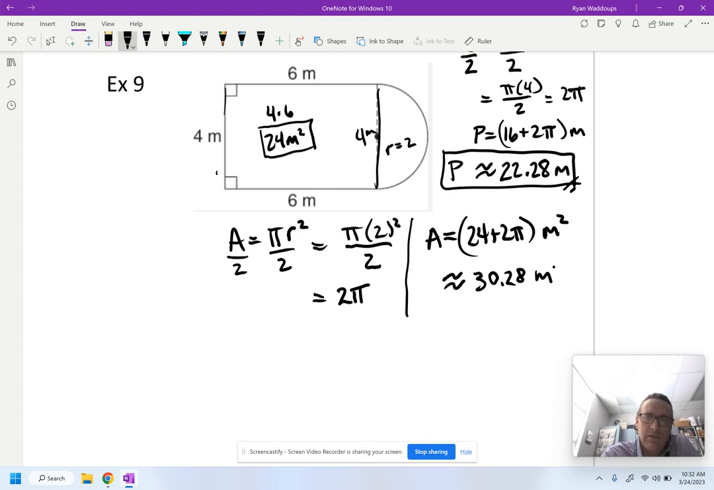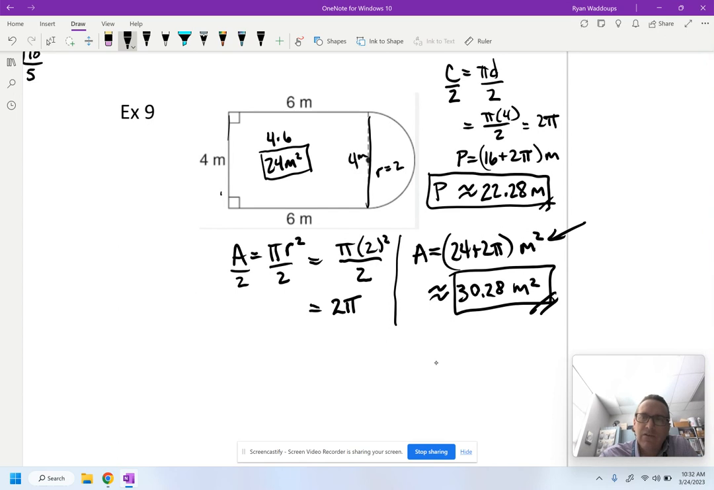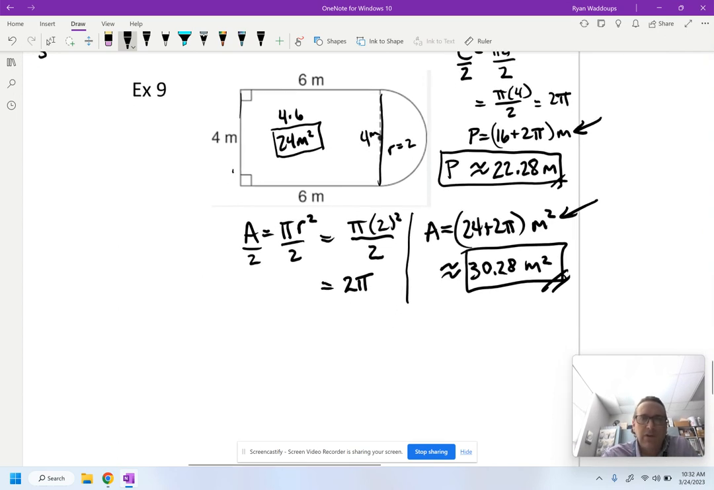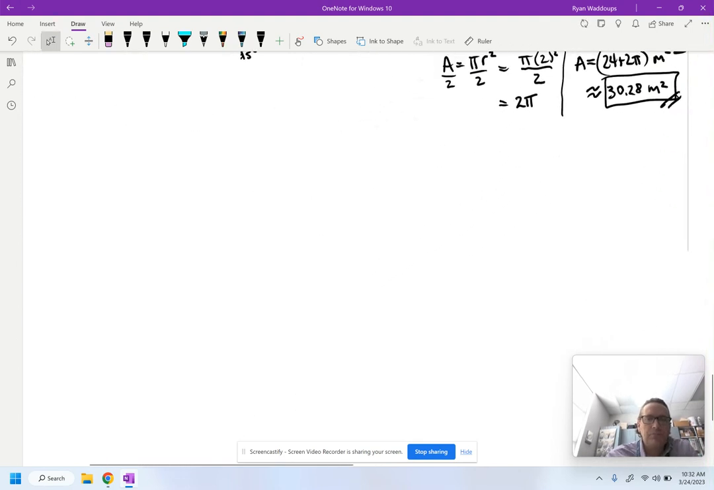30.28 square meters. So depending on what you're being asked for, this would be the exact answer. This is the exact answer for the perimeter, but you might want to actually know what is the approximate value.